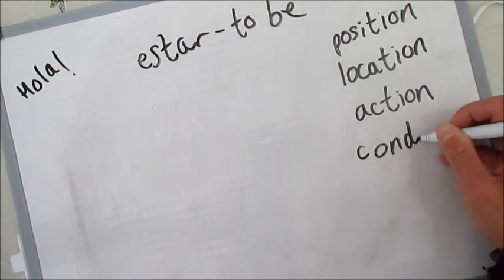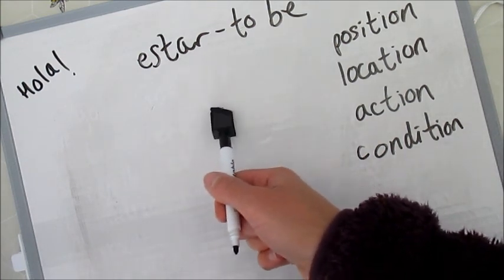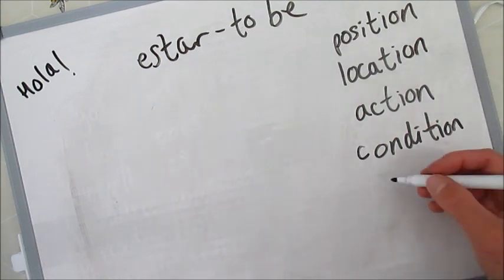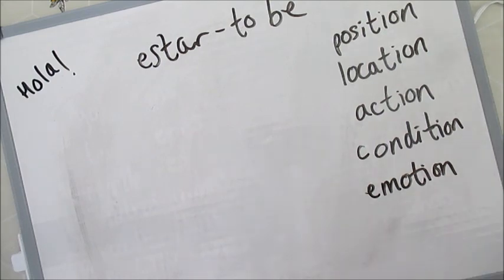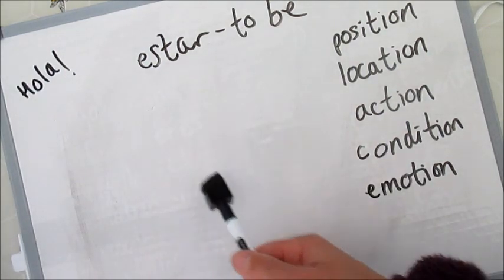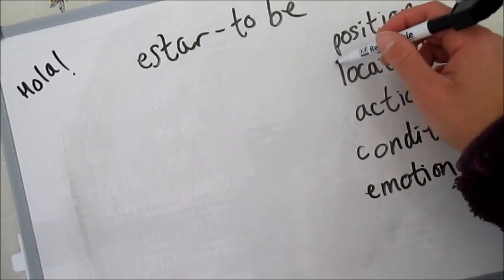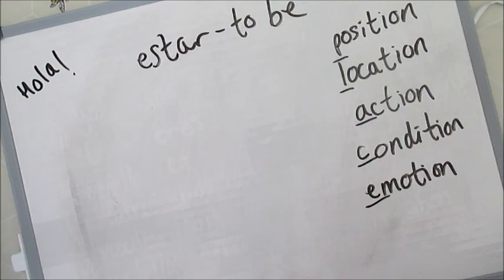Condition, so how is someone feeling? So como estás? Estás, you'll see, that means you are, so that's literally how are you? You're asking someone's condition, how are they? And then emotion, so if you want to say I am sad, you would say estoy triste, so you'll see estoy is I am, okay? So that one, the little acronym is PLACE. Okay, so that's one to remember.